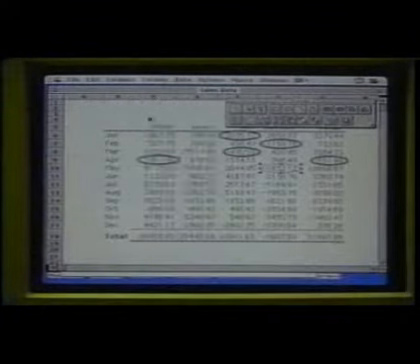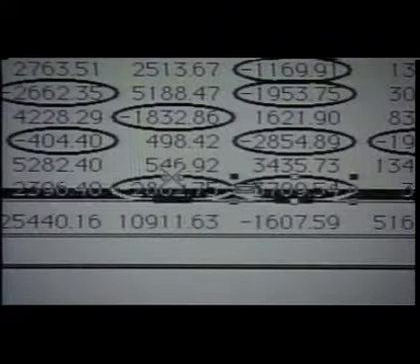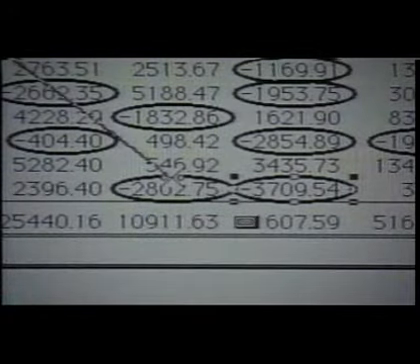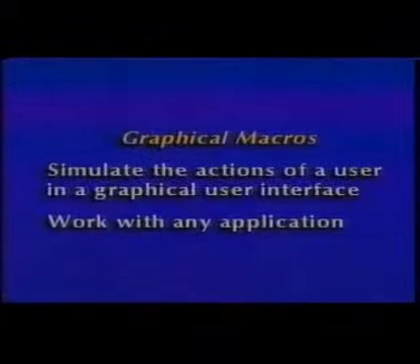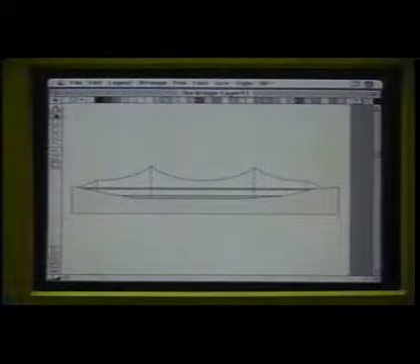However, unlike previous keyboard macros, Triggers also scans the pixel representations on the Macintosh's display. This addition of pixel pattern matching to macros makes them more effective in graphical user interfaces, thus the name Graphical Macro. The main advantage of this graphical macro technique is that Triggers can work with any application on the Apple Macintosh.